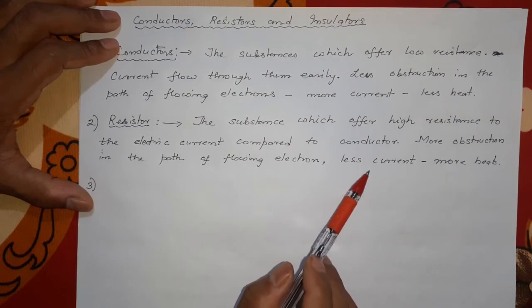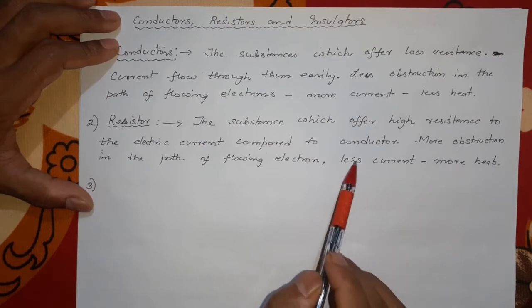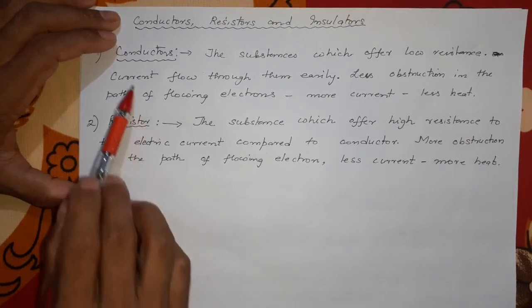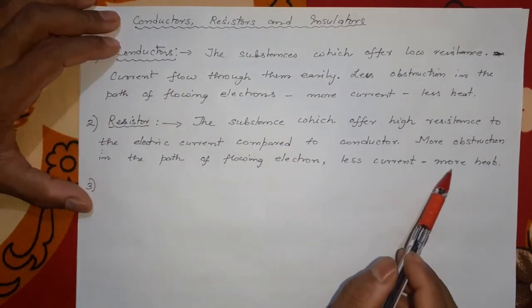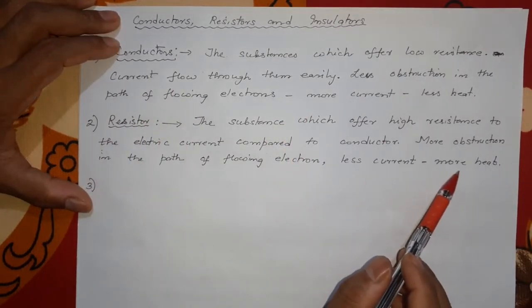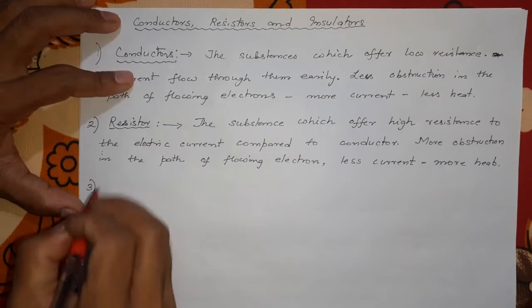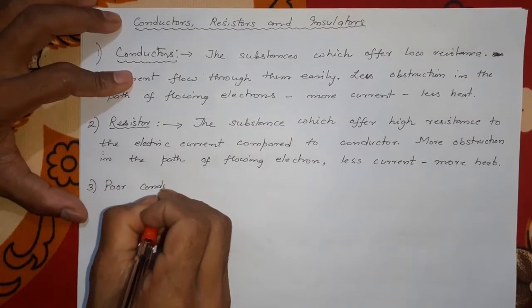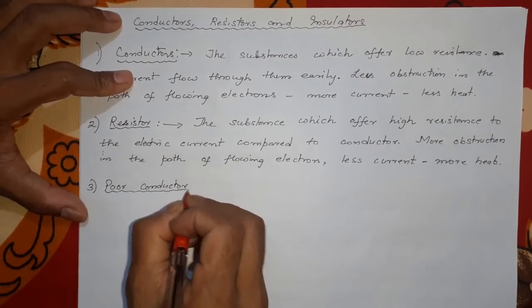Even if you pass more current, less current will flow from them, and more heat will be generated. The current is used up more in heating the material, this resistor. Here the current is used all in going from one place to another. Here most of the current is used in heating up. Similarly, there is one more category, which is poor conductor. We don't usually write poor conductor there.